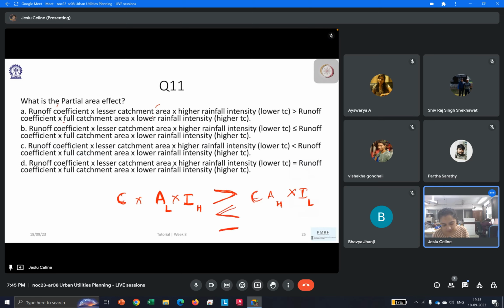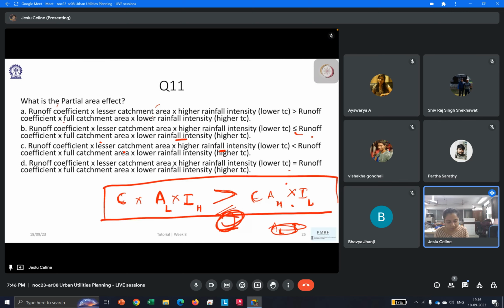Runoff coefficient of less catchment area is less than or equal to runoff coefficient of greater full catchment area into low intensity rainfall, and runoff coefficient into less catchment area into higher rainfall intensity. There's another option also, lesser catchment area and higher. Oh no, same thing, less than, less than or equal to, and equal to. So this is the relationship which is asked. If this is the case, what will it be? Will it be equal to or greater than? Any guesses? How will it be?